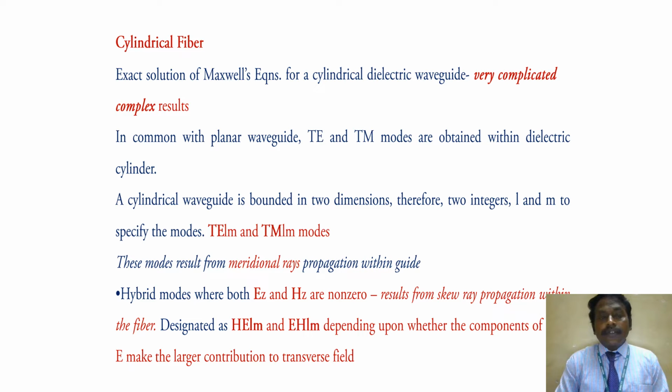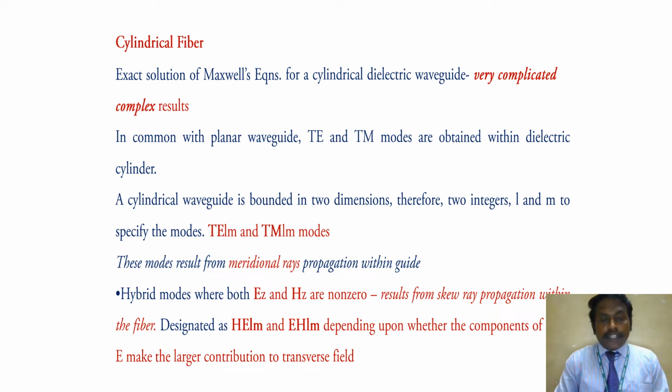So consider the structure of the fiber as a cylindrical fiber. Then the exact solution of Maxwell's equations for a cylindrical dielectric waveguide is very complicated, and that will give a complex result. So in common with a planar waveguide, the TE and TM modes are obtained within the dielectric cylinder. So the cylindrical waveguide is bounded in two dimensions. Therefore, the two integers, that is L and M, we can specify using the modes, that is called TE-LM and TM-LM modes.